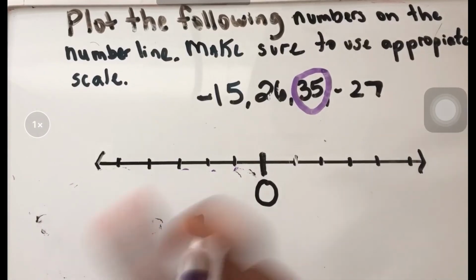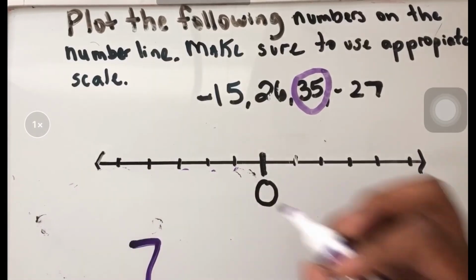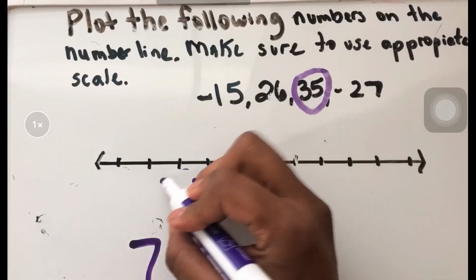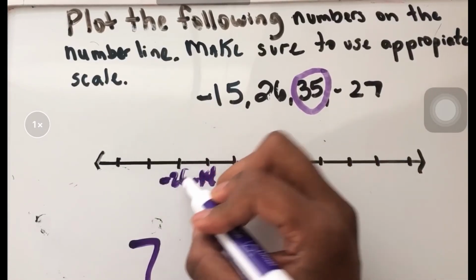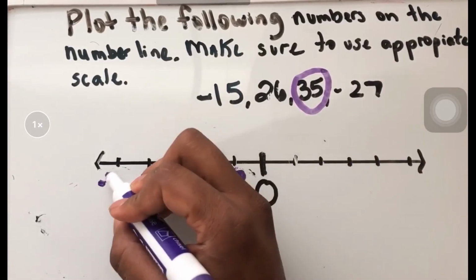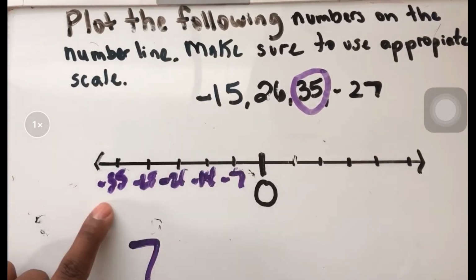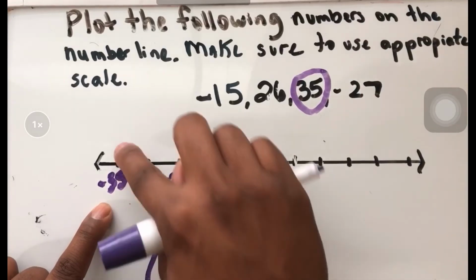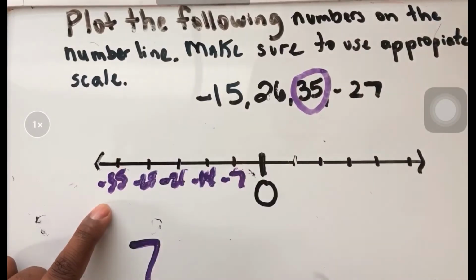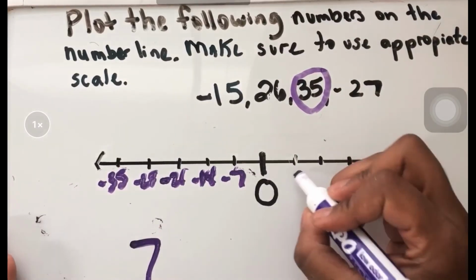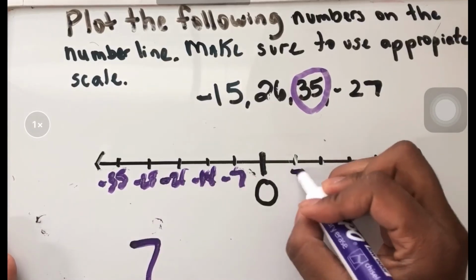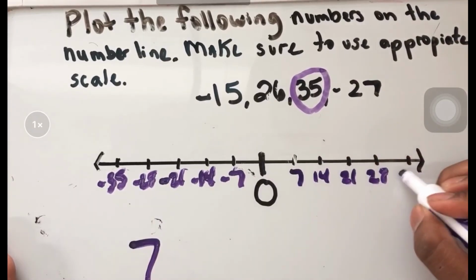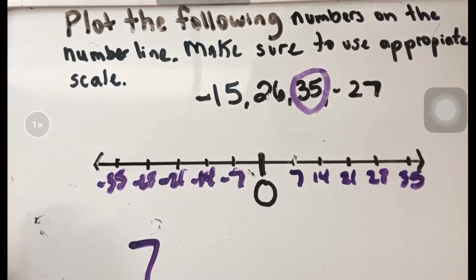Let's try another one. Let's try 7. Let's see. -7, -14, -21, -28, -35. Oh, perfect. 35 is here. 35 is here. Now I can plot it. Now I can finish the scale on my positive side, which is going to follow the exact same thing. 7, 14, 21, 28, 35.